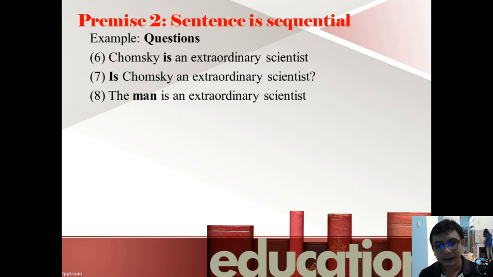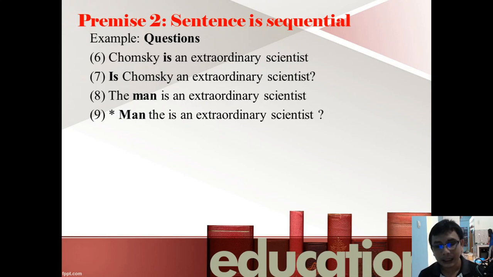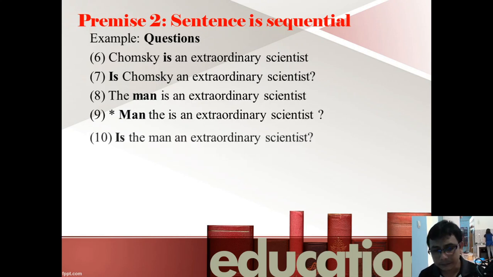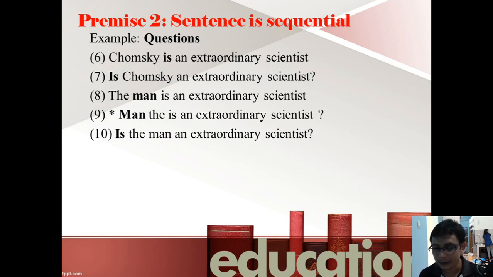But how about this one? The man is an extraordinary scientist. If we believe that in order to create a question, we only need to move the second part of the sentence, and we move is to the beginning, we will come up with the construction "man is an extraordinary scientist," which is ungrammatical. So there is something wrong with this. A sentence is not only moving one part into another part linearly or sequentially. Now let's come up with an even more complex sentence.